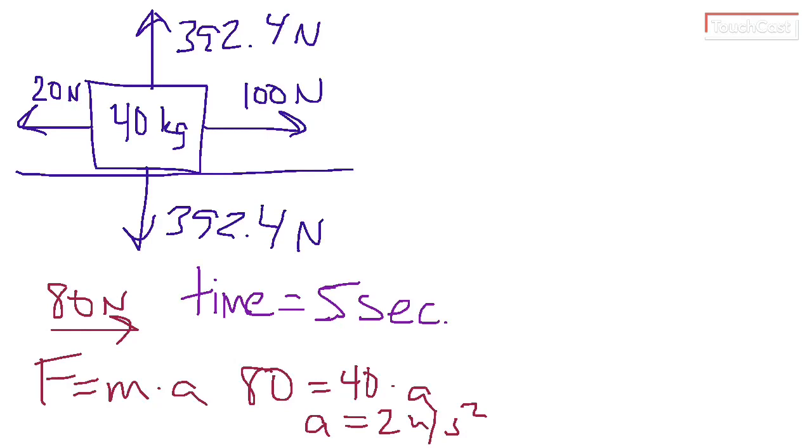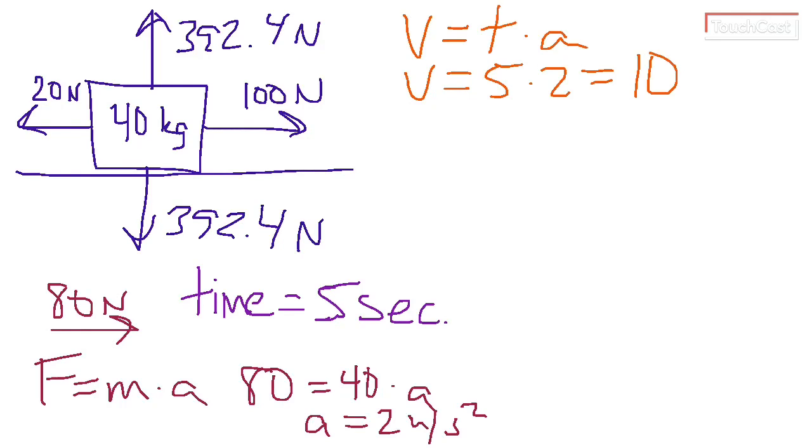So I'm telling you that for 5 seconds, I pushed on this box with 100 newtons of force, and during that time it experienced 20 newtons of friction. With that being the case, I can do velocity equals time times acceleration. So the velocity of my object after 5 seconds, if it speeds up 2 meters per second every second, is 10 meters per second. Hopefully you're already seeing where to go next. I have now solved for velocity.